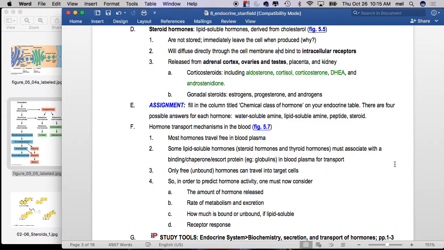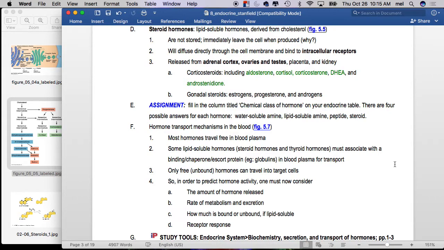Because they're lipid soluble, right? It's like all the doors are open all the time. They just diffuse straight out of the cell. So they're generally made and released, made and released, made and released. And when they get to their target cell, they're going to go straight through the cell membrane and find an intracellular receptor, right? Could be in the cytoplasm or in the nucleus, whatever.